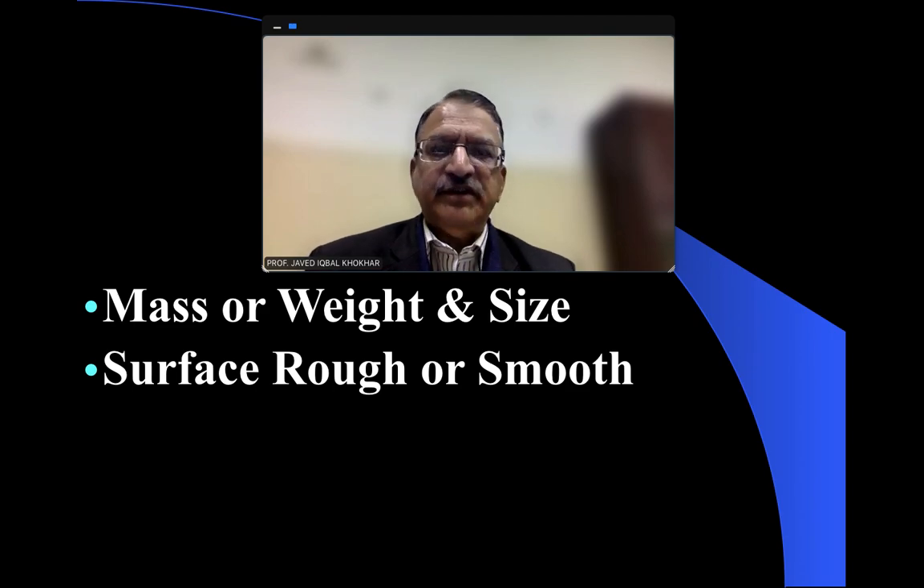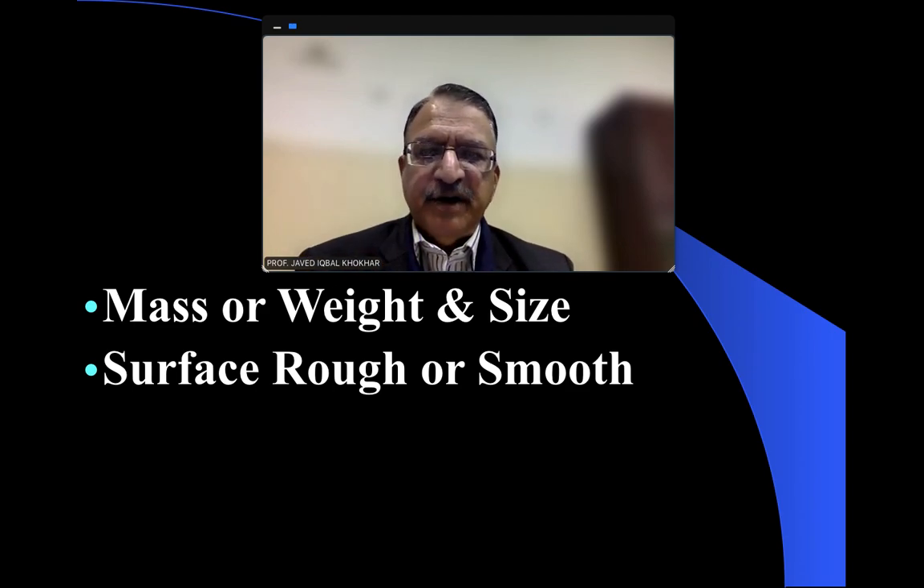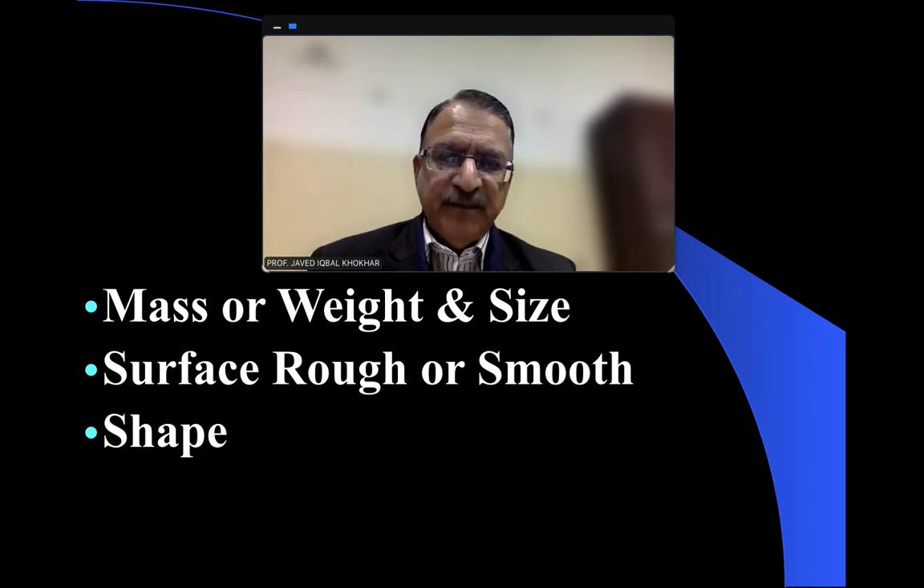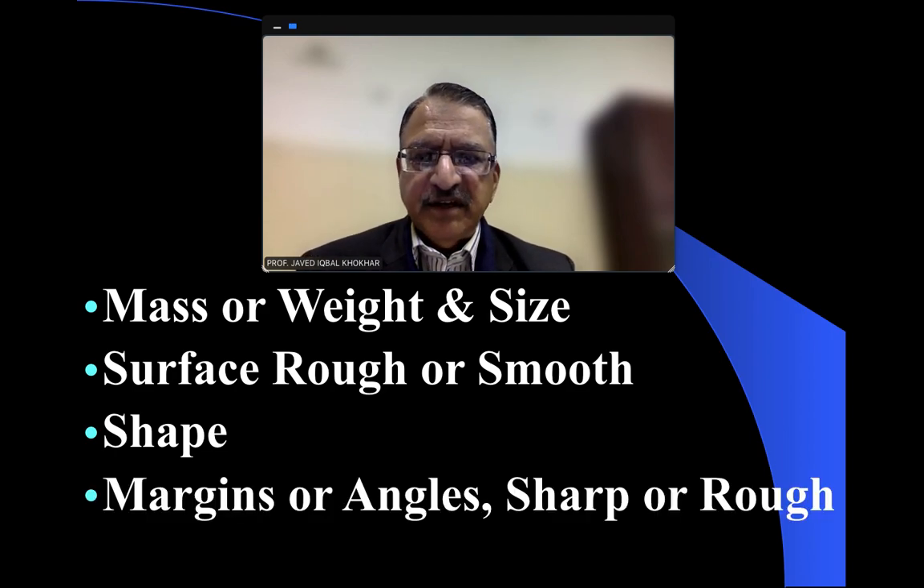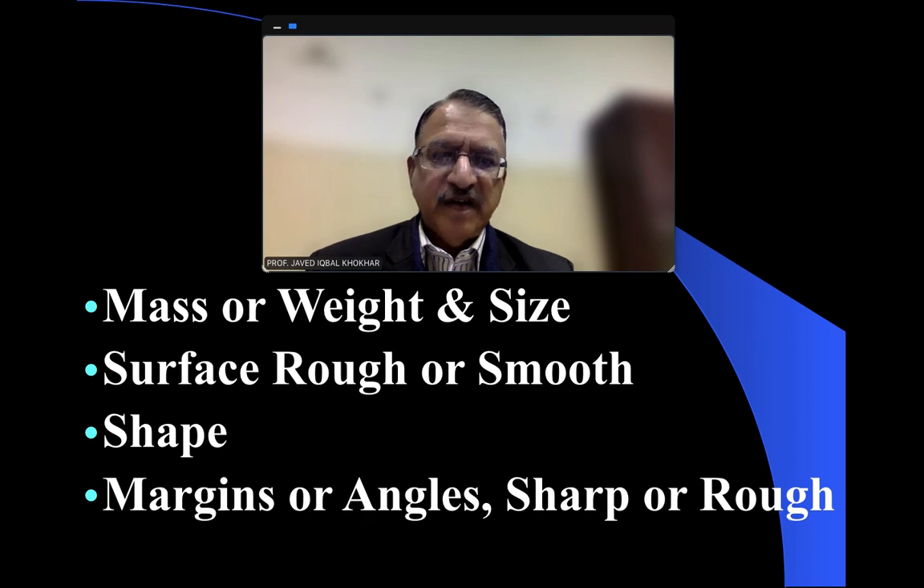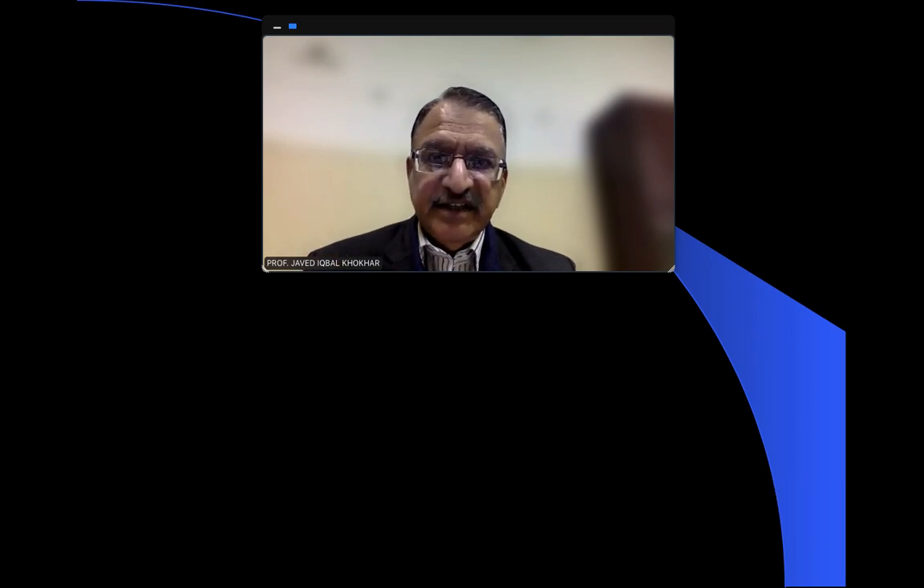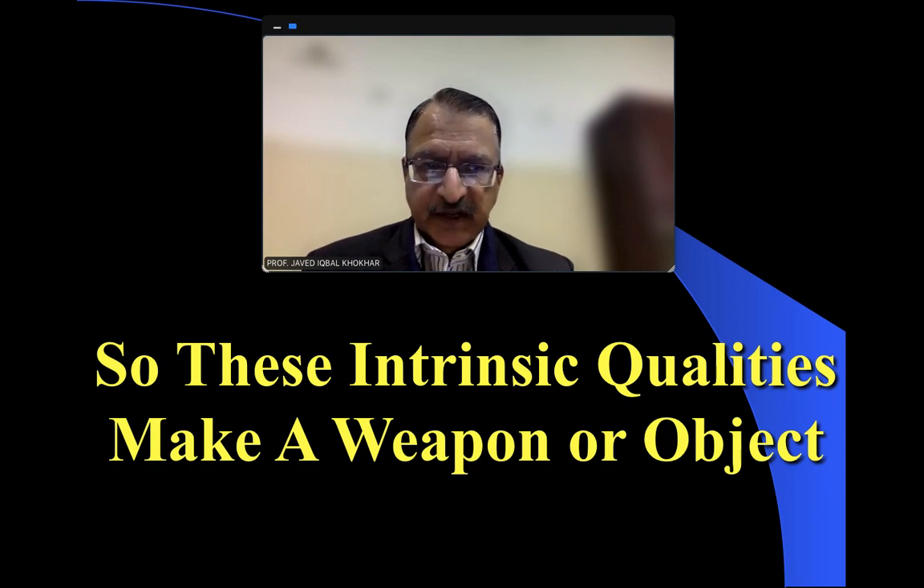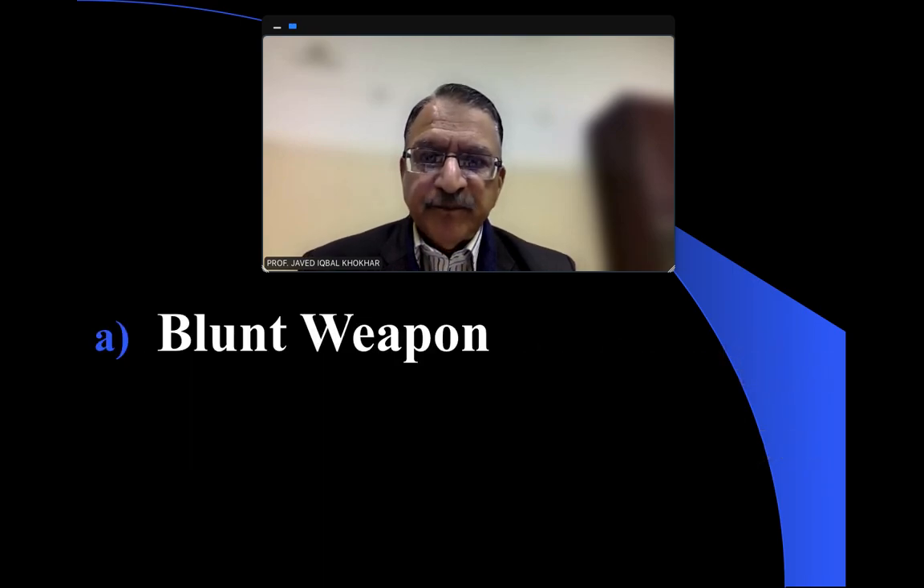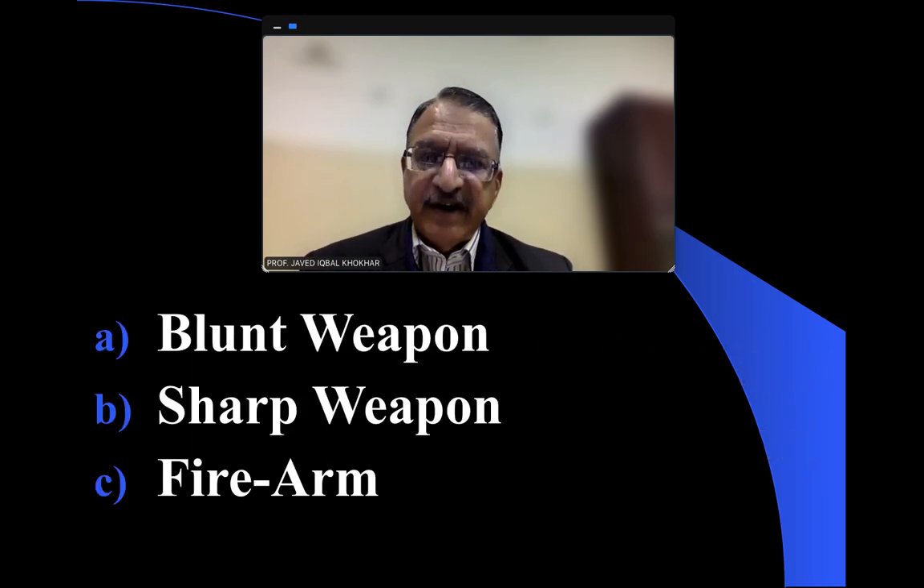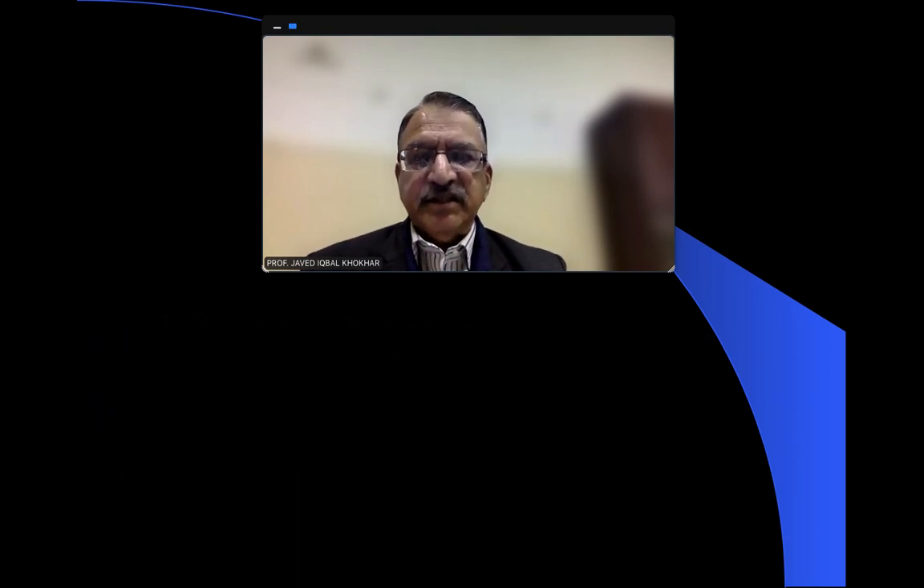The surface may be smooth, the surface may be rough. The rough surface may impart its own characteristics. Then the shape, the edges, round shape, conical shape, they will change the appearance of the wound. Margins, angle, sharp or rough. So these are the intrinsic qualities within the object which make a weapon either a blunt weapon, a sharp edge weapon, or a firearm. These are the characteristics within the object or weapon itself which change the weapon as blunt, as sharp edge, as firearm.